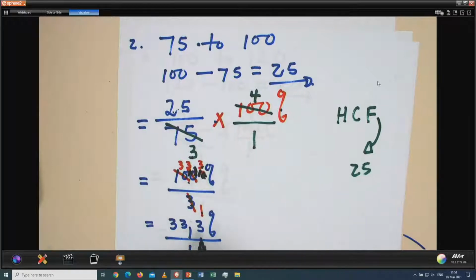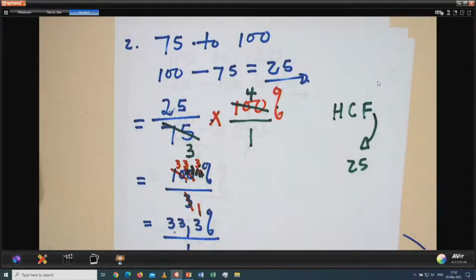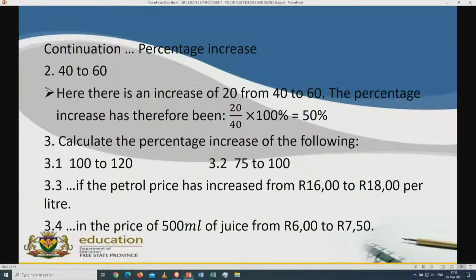And therefore I just said, okay, let me just have 1 decimal place after the comma, then it will be 33.3%, dividing it by a 1. Now 33.3% divided by 1 is 33.3%. Now we are saying an increase from 75 to 100 will be an increase of 33.3%. Now I think we can take the next question.